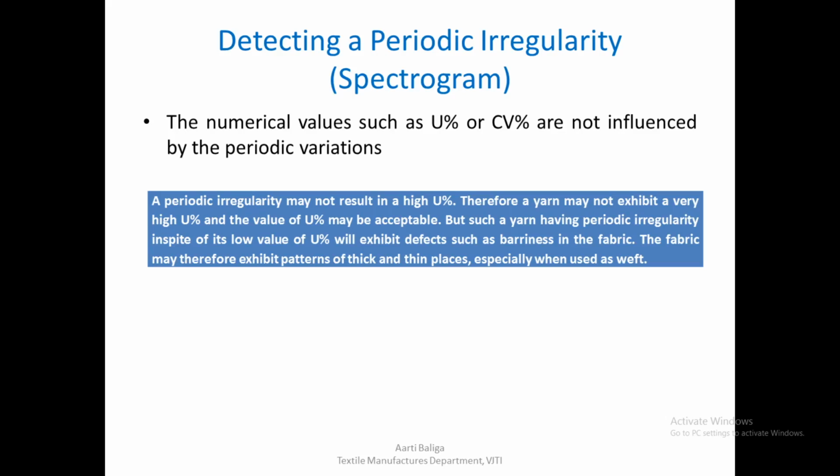Therefore, a yarn may not exhibit a high U percentage, and the U percentage value that you get might be acceptable to you. But such a yarn, which has a periodic irregularity in spite of its low U percentage, will have certain serious defects which will show up as barriness, etc. in the fabric. The fabric will therefore exhibit patterns of thick and thin places, especially when it is used as a weft.